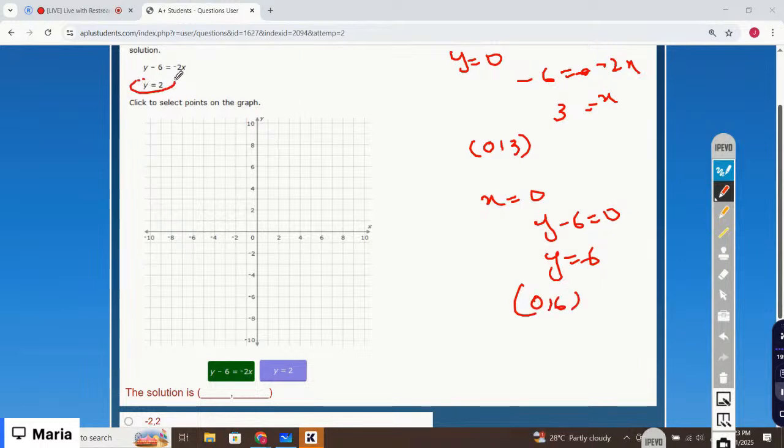The second equation, that's a line y equals 2, right? So here is 3, 0, that is x is 3, y is 0. And the second one is x is 0, y is 6. Hold on. Okay, so here is 3, 0, and here is x is 0, y is 6. Let's just make a line.